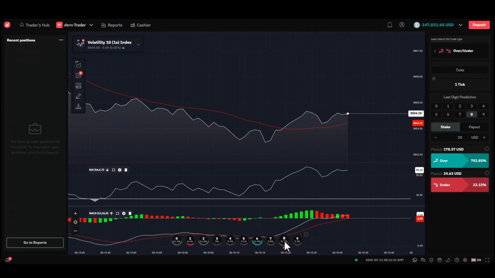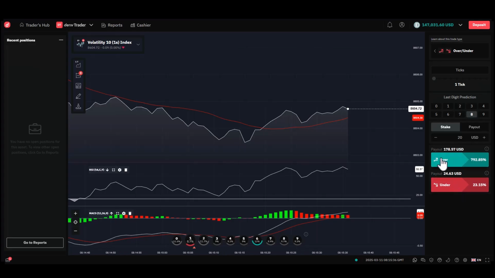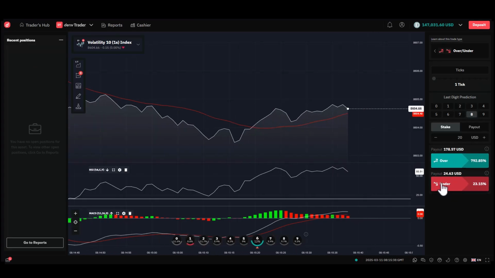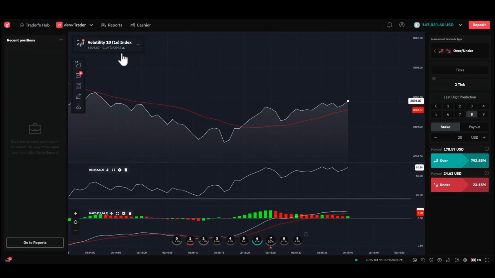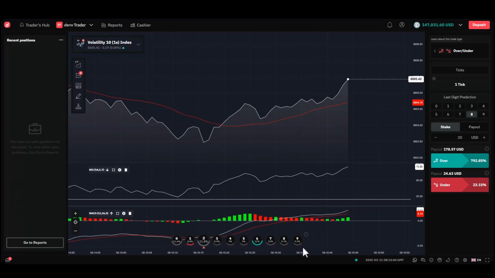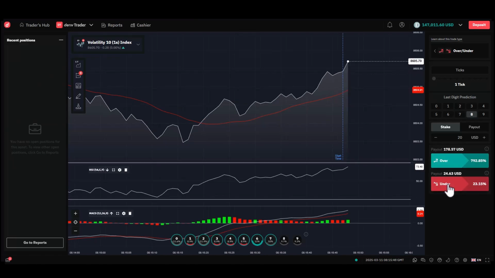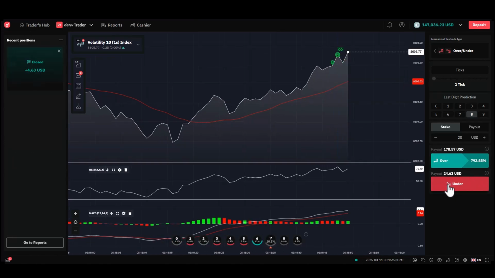So I'm going to go with 8 or under. So what we want is the last digit to end... So you see the index here. We want that to end in anything but 8 or 9. So we go under. And it came up at 0, so that's a winning trade.